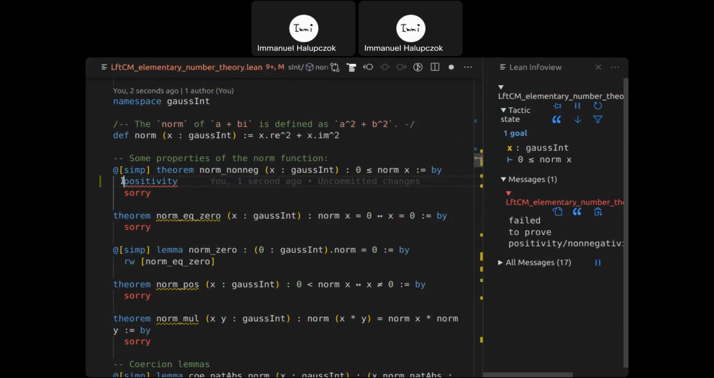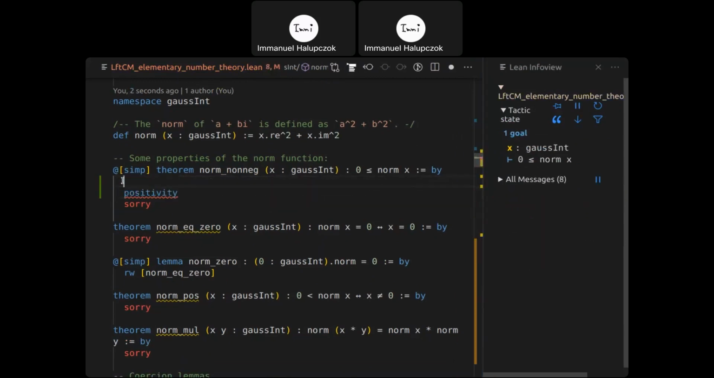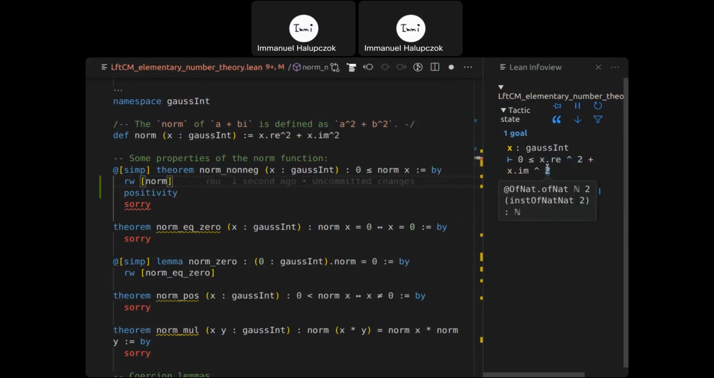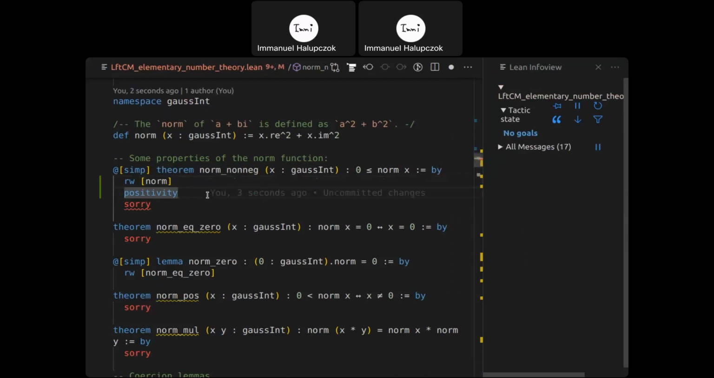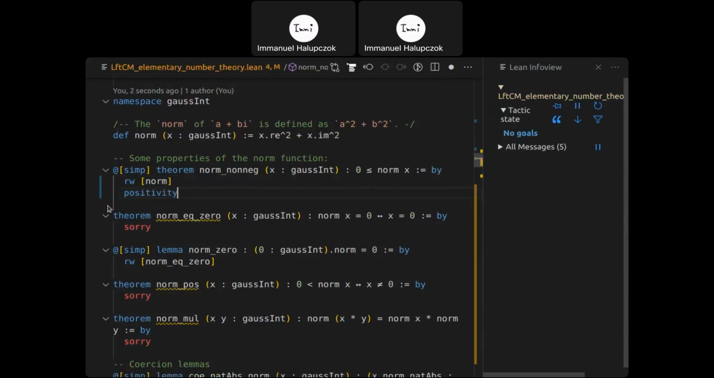However, what I can do is first simplify the definition of the norm. So I can do maybe rewrite norm or simp norm, so that this becomes the square of the real part plus the square of the imaginary part. And now positivity works. Okay, so this was almost immediate.